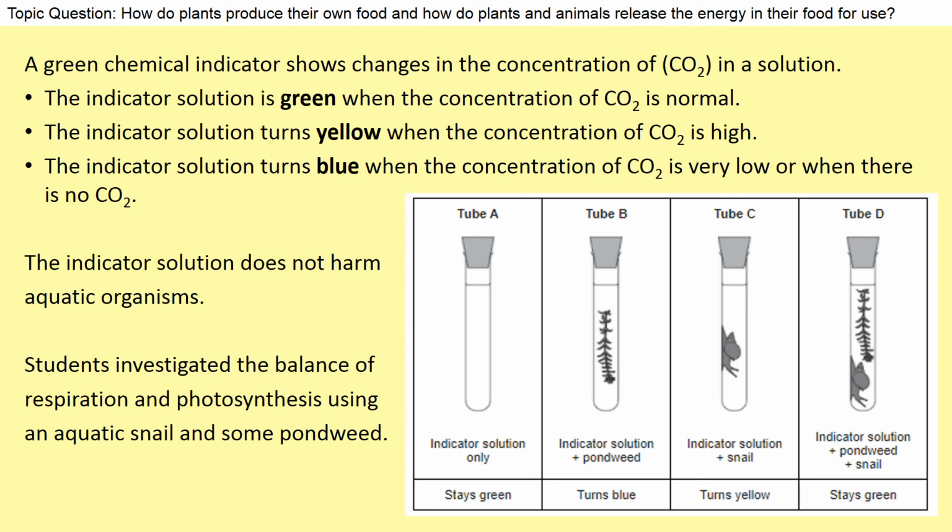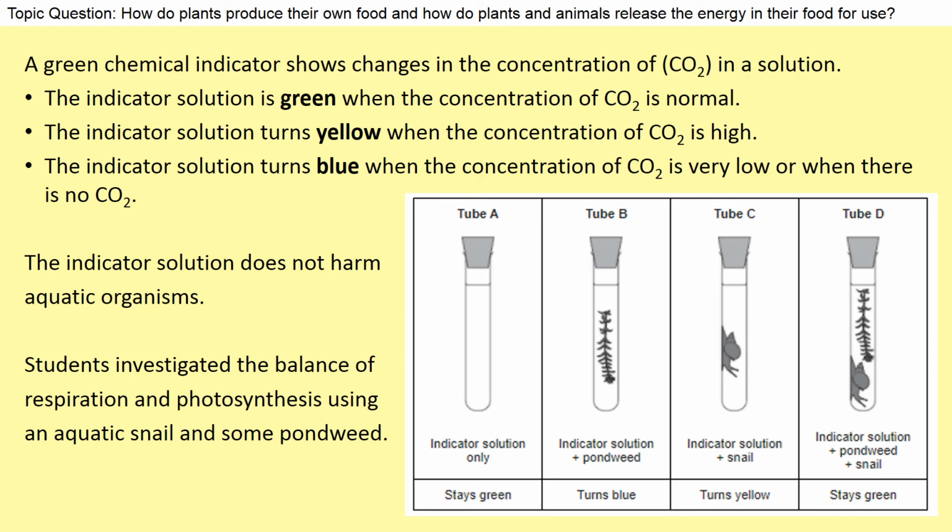Here is another question. So this isn't a required practical, but they can give you information about practicals and expect you to be able to interpret what's happening. So we've got 4 test tubes. There's an indicator solution in there, which is green under normal concentrations of carbon dioxide, yellow if carbon dioxide levels are high, and blue if carbon dioxide levels are low. It doesn't harm aquatic organisms.